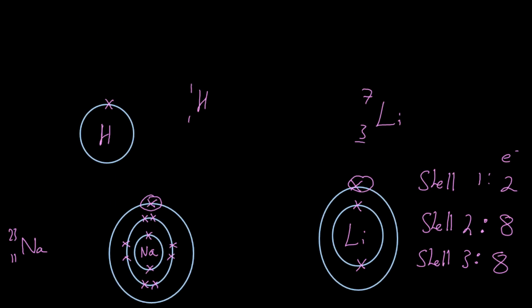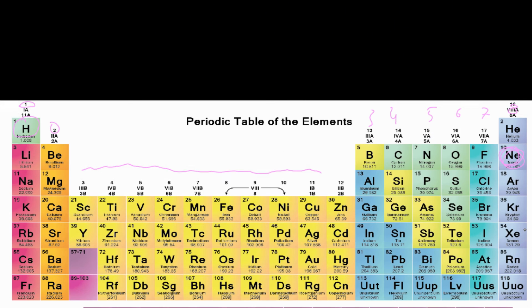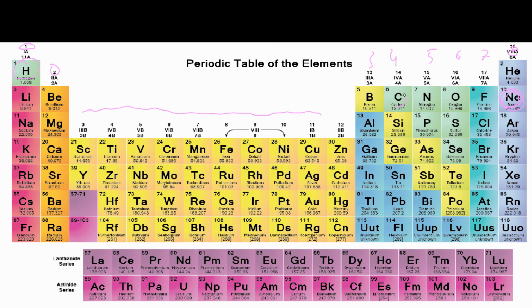Lastly, carbon here. We have 1, 2, 3, 4, so carbon should be in group 4. Let's make sure. Here we go. Carbon is found in group 4. So it's very handy actually that the elements are grouped in this way. It means that a lot of them have similar characteristics in their groups.